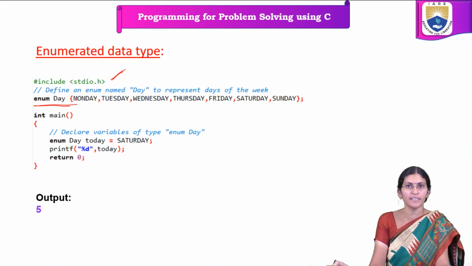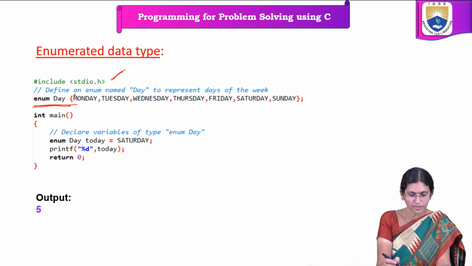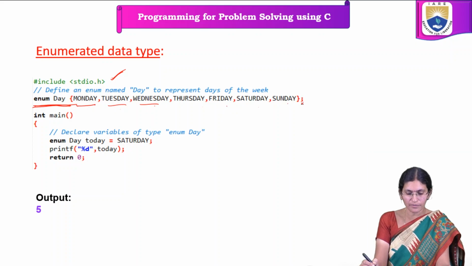So we have declared a data type of enum day. Inside this, these are the names of this enumerated data type: Monday, Tuesday, Wednesday, Thursday, Friday, Saturday and Sunday. Then at the end we have a semicolon.